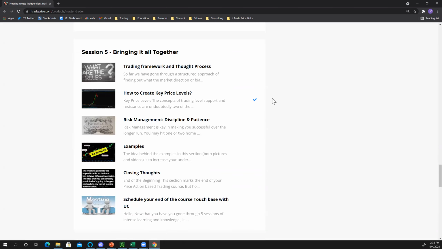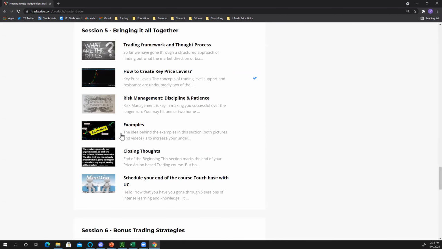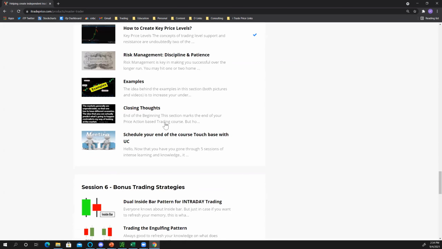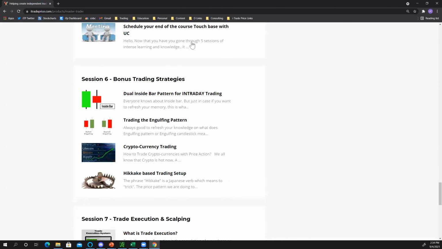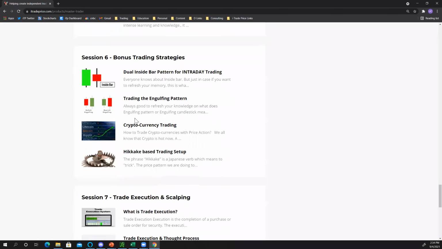And this is where everybody gets interested: how do you create these key price levels, right? So that is what our session was about today, trading on key price levels, some examples, and then you schedule your session with us. And then I added some bonus strategies, right? A lot of people ask if there are other trading setups that I trade personally, and I could think of a few that I had not initially, so I added those in there.